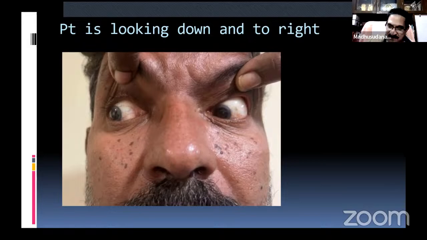It's perfectly right. Okay, now let's show the other picture. I'm asking him to look down and to the left side. Here also the right eye is up. So what does this tell you?